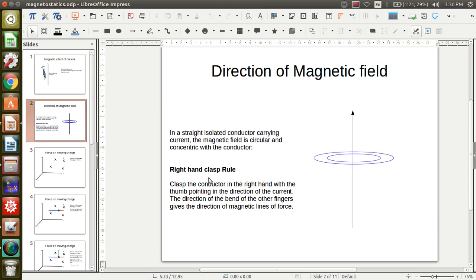This is given by the right-hand grip rule, which tells you that if you hold the conductor with your thumb pointing in the direction of the current, then the other fingers, which are curling, will give you the direction of the magnetic field intensity. As the conductor is carrying current in this direction, towards the up, your thumb will be in this direction, and your fingers will be wrapped over here. So the direction of the magnetic field will be anti-clockwise.